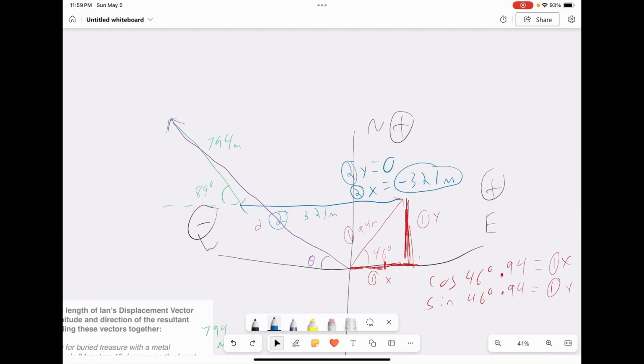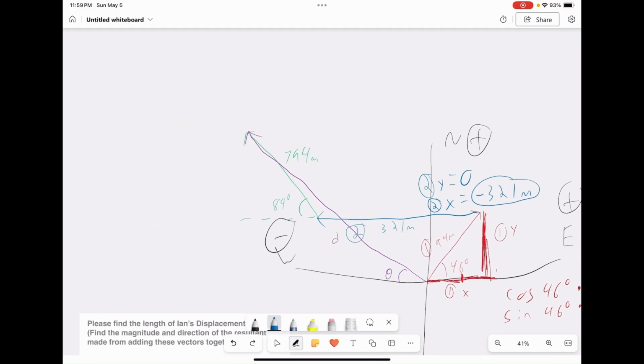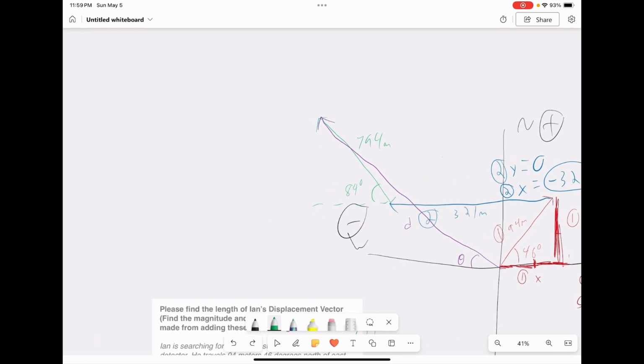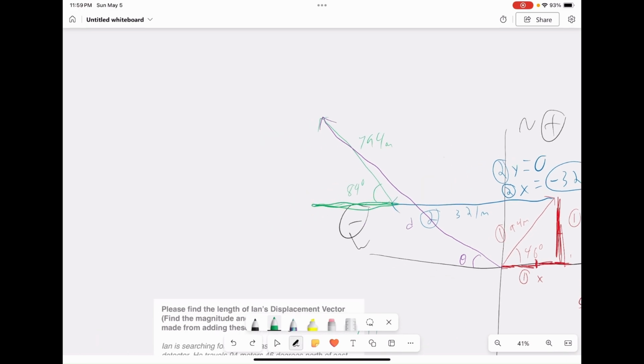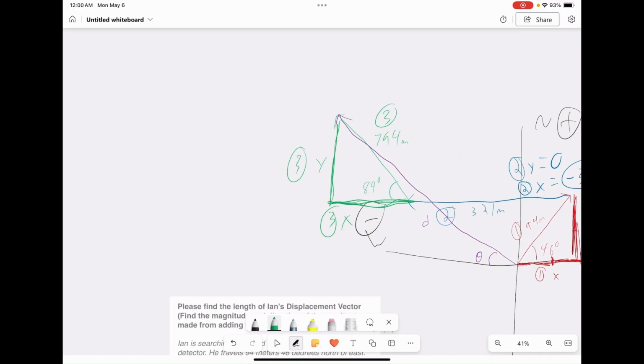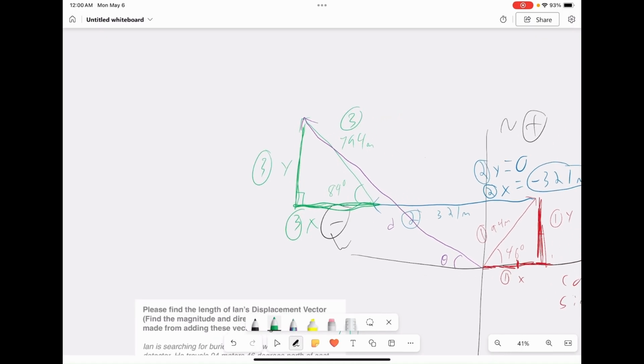Okay, last vector, vector 3, the one in green. Let's figure this one out. So I have this line here. This is going to be vector 3's x component. This line here is going to be vector 3's y component. Okay, so as always, we want to kill a diagonal line on sight. So I can say vector 3's x component equals, and vector 3's y component equals.